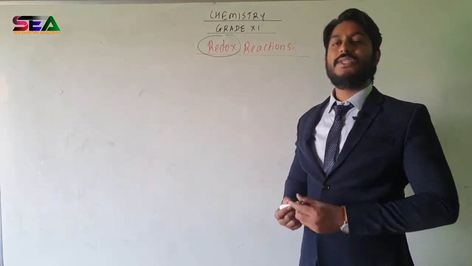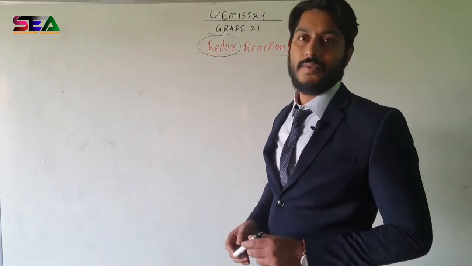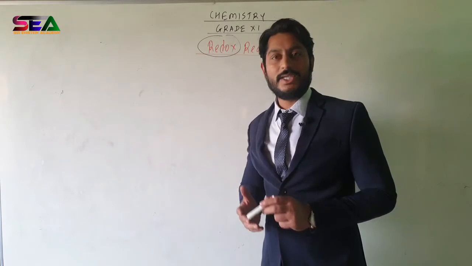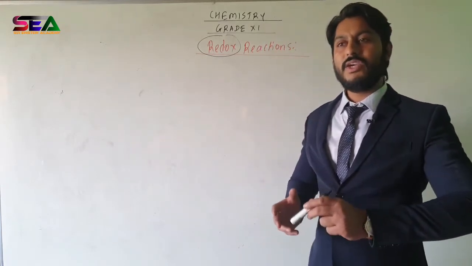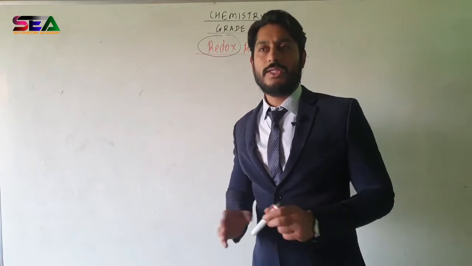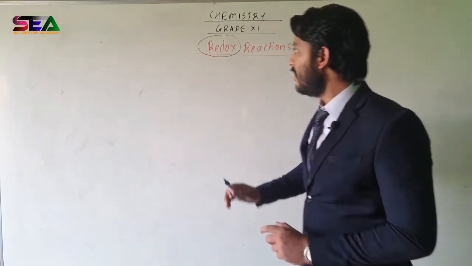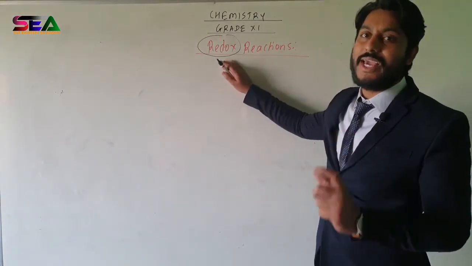Examples of redox reactions: corrosion of metal is one of the famous examples of redox reaction. Respiration is one of the famous examples of redox reaction. Working of a battery, combustion, and there are many more which involve the basic concept of redox reactions. So let us learn what redox reactions are all about.